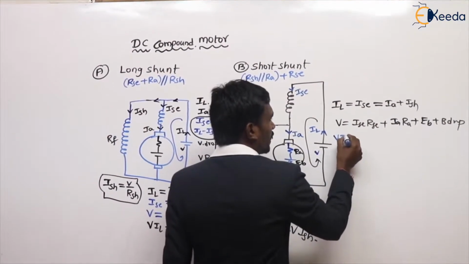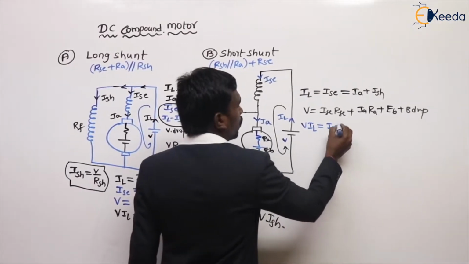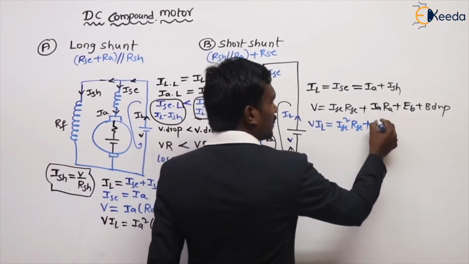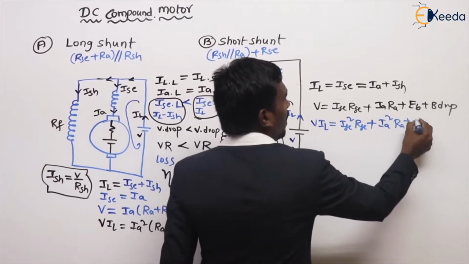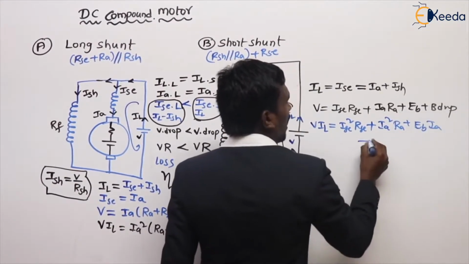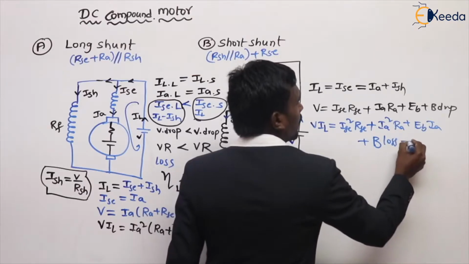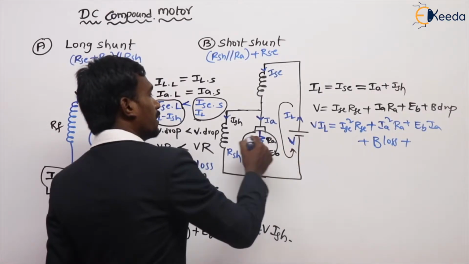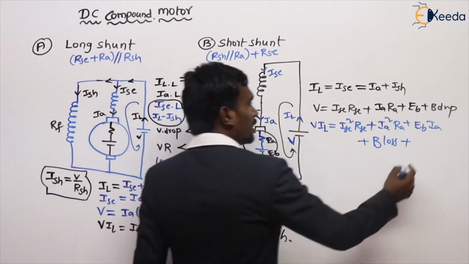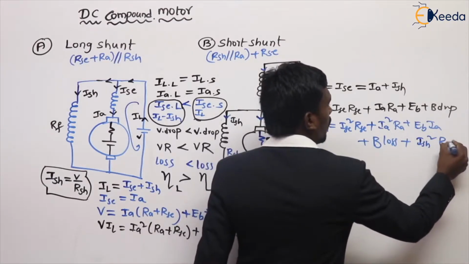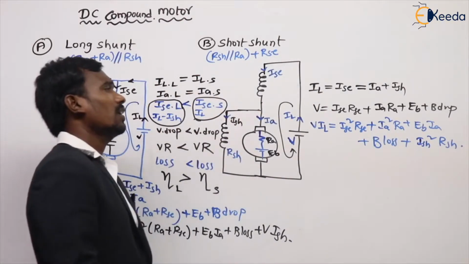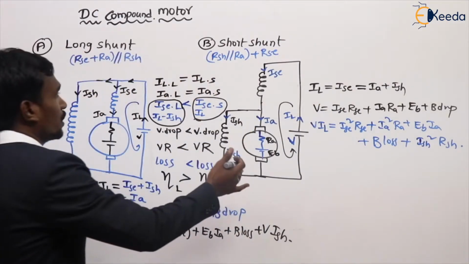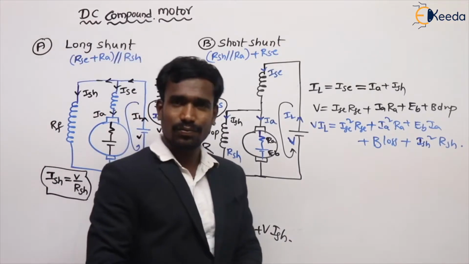What is the power equation? V into IL is equal to ISE square RSE plus IA square RA plus EB into IA plus brush losses plus, don't write V into ISH, because here, of course V, but this is not V. So what is that? ISH square RSH. These are the current, voltage, and power equations of short shunt motor that we drew.